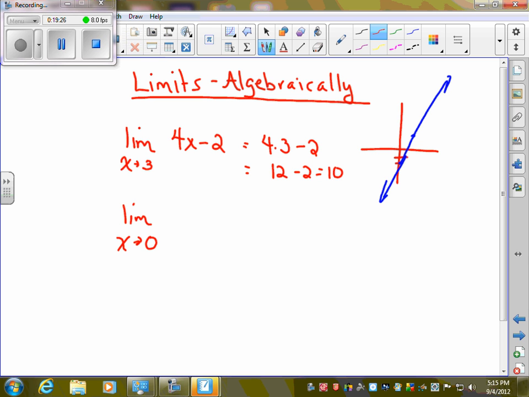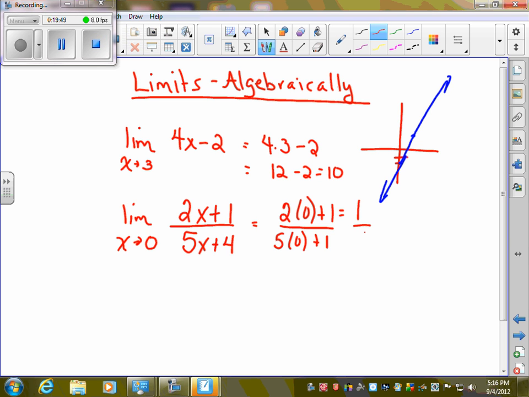So let's say we had the limit as x approaches 0 for 2x plus 1 over 5x plus 4. So if I put in 0 for all my x's, I'm going to have 2 times 0 plus 1. That's going to give me 1 over 5 times 0 plus 4, sorry. That's going to give me 4. So my answer would be 1/4. So that wraps up our beginning introduction to limits, and we'll work on some problems using these tomorrow.